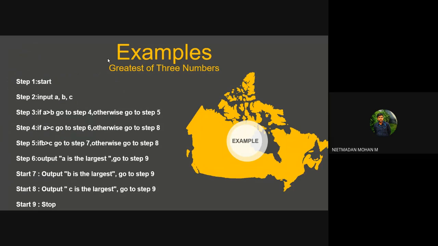So why do we go with the sequence? Let's consider step 4: if A is greater than C, go to step 6. Otherwise, go to step 8. So step 6 and step 8 are interrelated to step 4. So the sequence will be very useful for the algorithm.